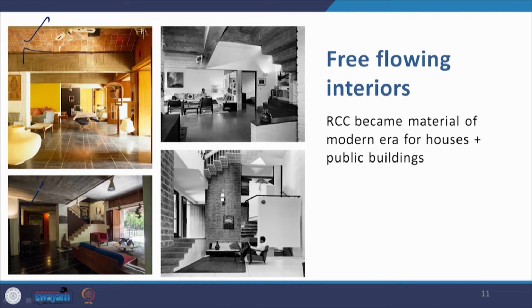Now here this is B.V. Doshi's house. So what I am seeing here is the impact, for example, on this house of A.P. Kanvinde. I believe this is the house of architect Ram Sharma. All these houses, if you look at the image of Sarabhai house, have free flowing interiors. RCC became the material of modern era houses, for houses and public buildings, and RCC has since then become the dominant structural frame for much of the buildings that we are making today.